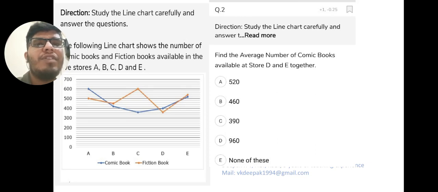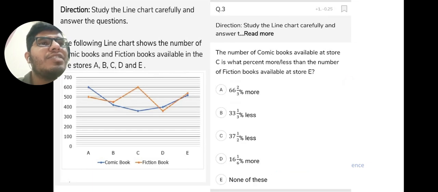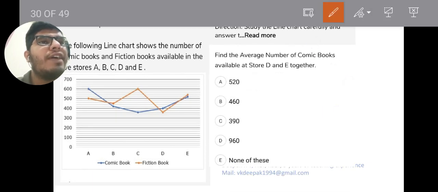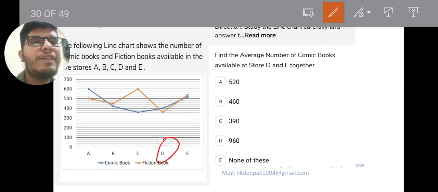This is the line graph where the comic book is in a blue line and the fiction book is in the orange line. Totally there are 5 book shops: A, B, C, D, E. The question is: find the average number of comic books available in stores D and E together. So what we need is the average number of comic books available in stores D and E. Store D and E is here.